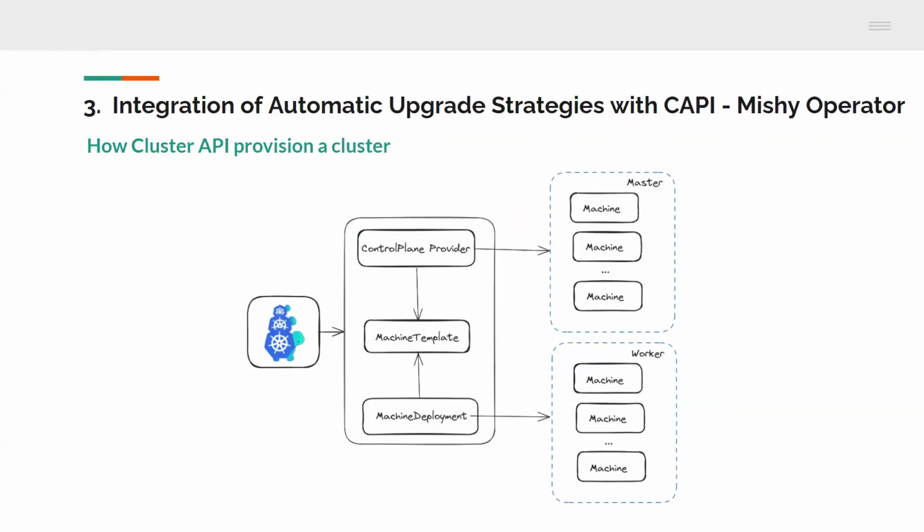I just talked about that. You use the machine template to get the configuration of the node, like the image, the Kubernetes version, and kubeconfig. So the machine deployment can provision the workers, and the control plane provider will provision the masters. Of course, this is a dedicated Kubernetes cluster.